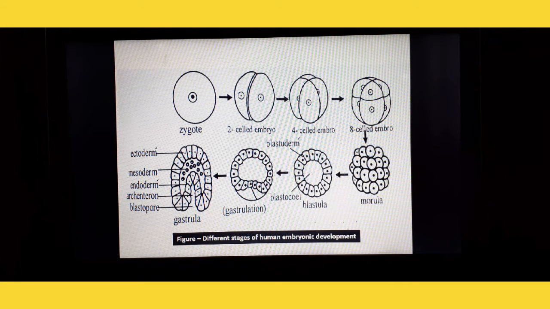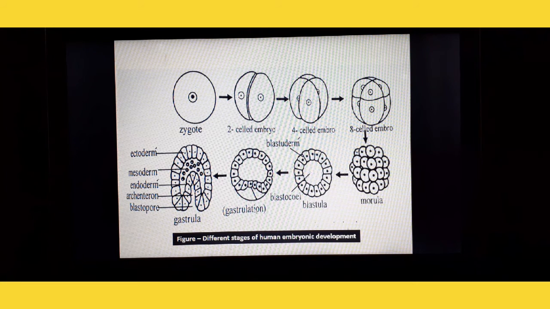After the cleavage has produced over 100 cells, the embryo is called blastula. The blastula, usually a spherical layer of cells, is called blastoderm. Here the blastula consists of two parts. Number one, blastoderm, and another one, blastocoel. So blastoderm is a spherical layer of cells, and blastocoel is the cavity of the blastula.